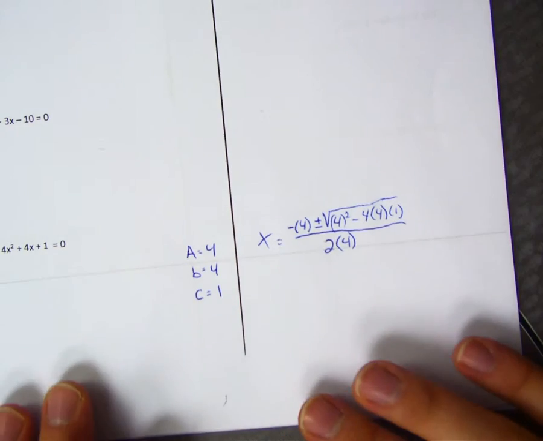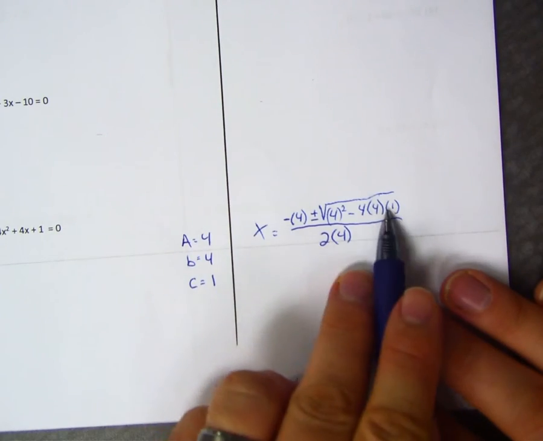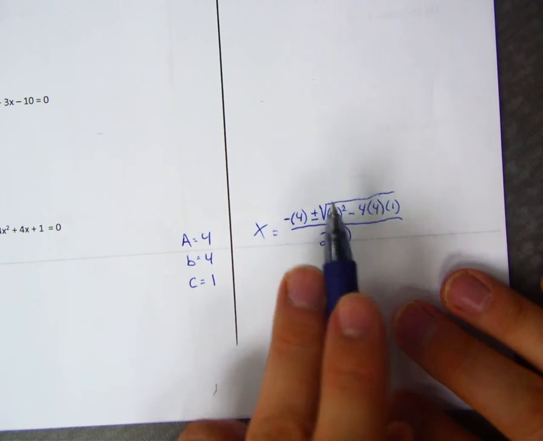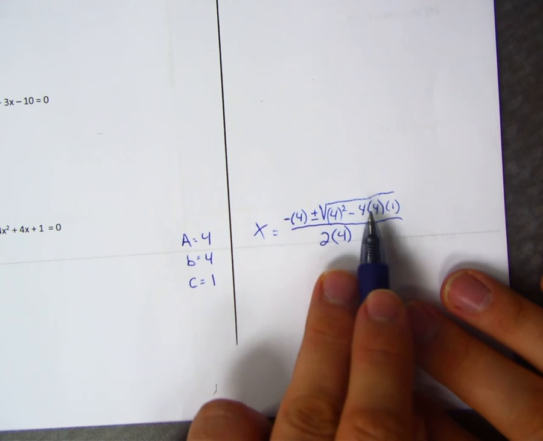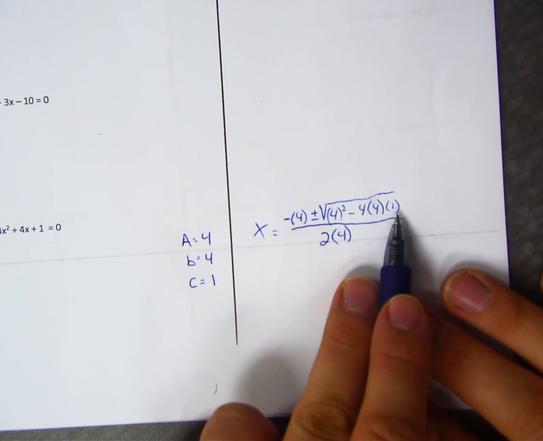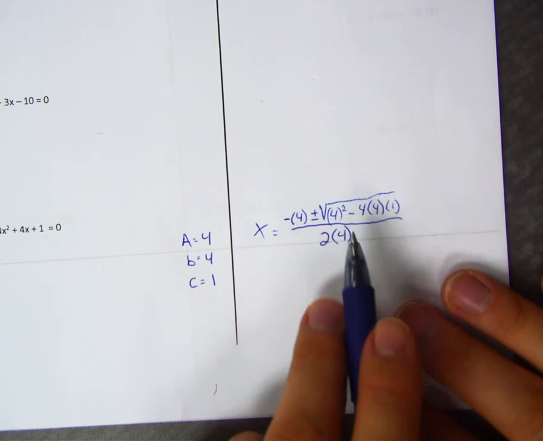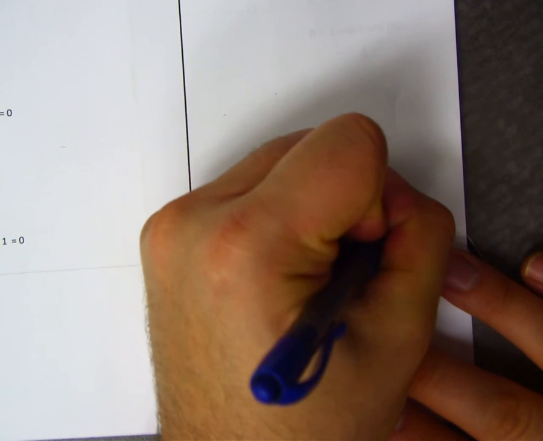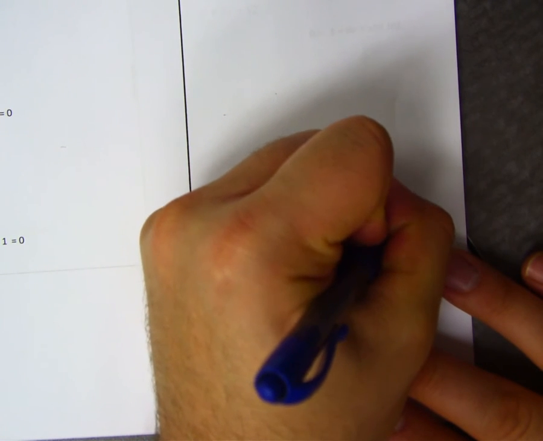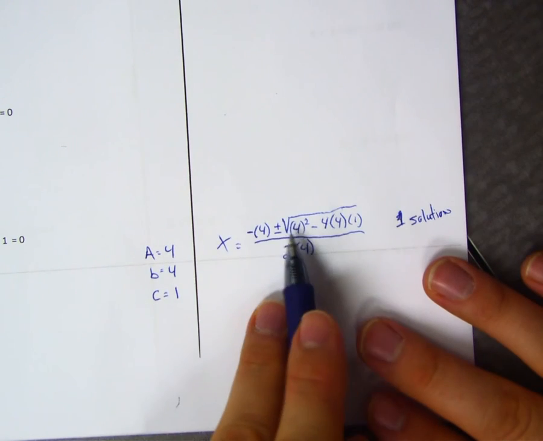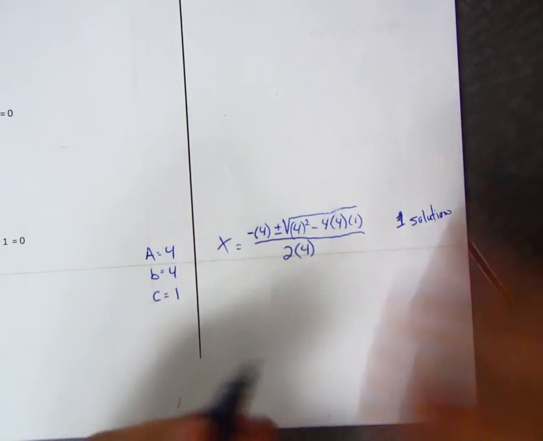Alright, so what we're going to do now is look at this stuff under the radical sign, our discriminant. What is this? 4 squared is 16. 4 times 4 times 1 is 16. What's 16 minus 16? 0. That means that there's only one solution. That means you don't need to split this one because you're going to add or subtract 0, right?